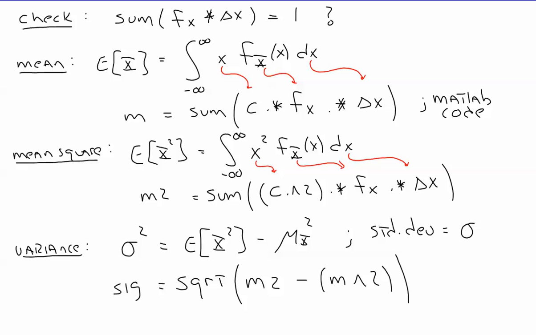So the first thing, let's talk about a uniform random variable on 0 to 1. All right? Uniform random variable on 0 to 1.